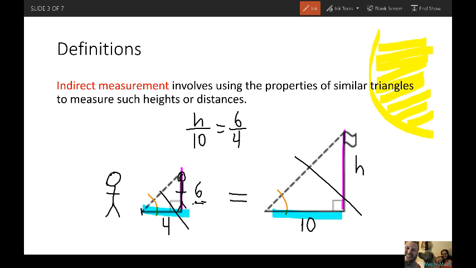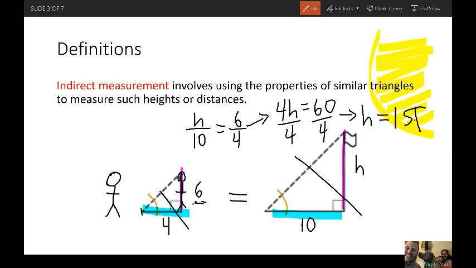Cross multiply. You're going to get 4h equals 60. You're going to just divide by the 4, division property. And then you're going to go, okay, the answer is definitely 15. Alright guys, the flagpole is 15 feet.